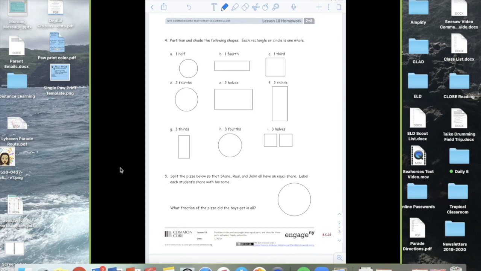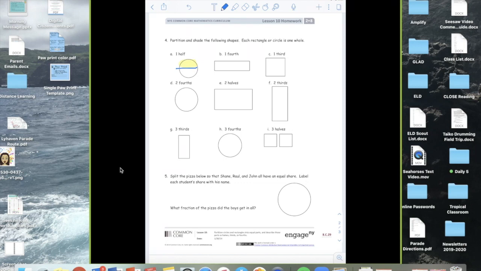1/2. Half means I need 2 parts. Oh, that's not equal. You gotta make sure it's always equal. And then 1/2. So I'm shading in 1/2. Okay. You really have to pay attention to what it says to know first how many parts you need to have, and then second, how many parts should be shaded.